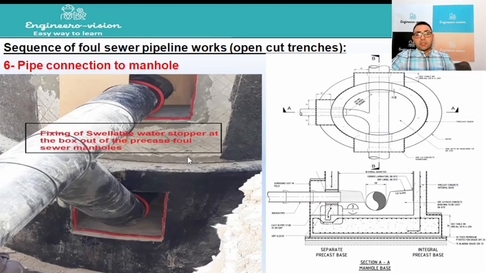There is something else we have to mention, which is called a swellable bar. The swellable bar or water stopper will be surrounded around the pipe. This will be surrounded around the box-out concrete to prevent any potential leakage that may occur in the future, because these are the weak points in the manhole before grouting this opening.